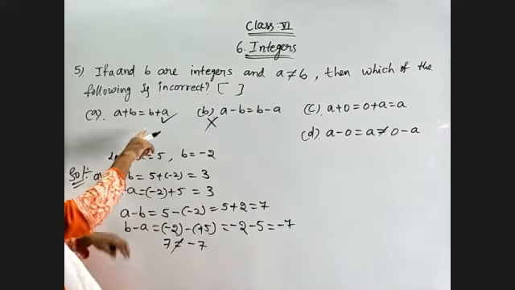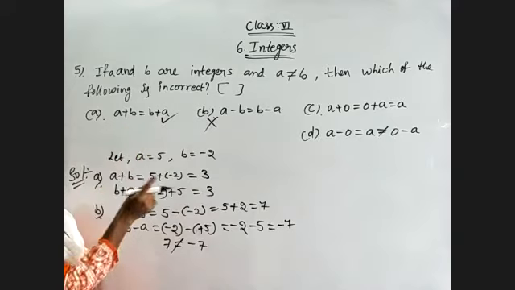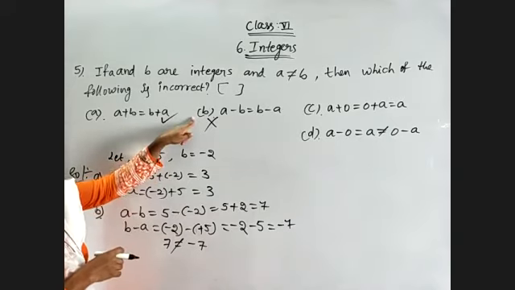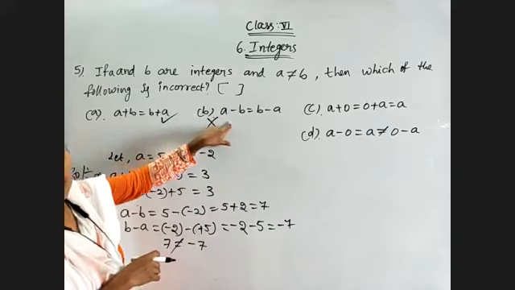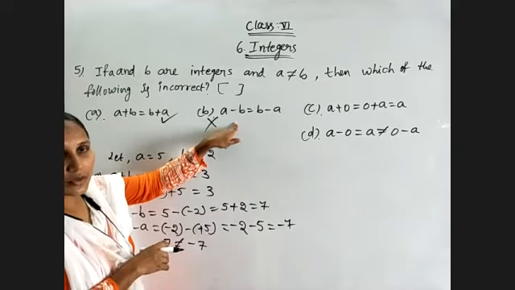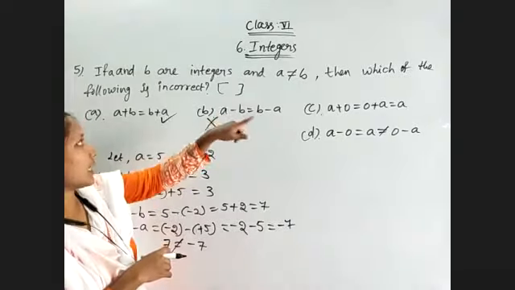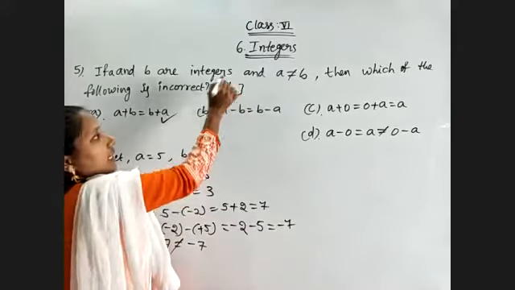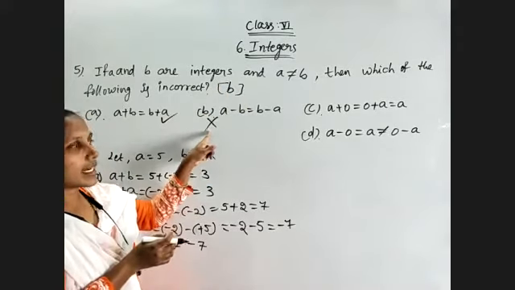Commutative property is suitable for addition and multiplication only, not for subtraction and division. So here they have given subtraction with the commutative property, so this one is incorrect. They are asking to identify the incorrect one. So the incorrect answer is this one.